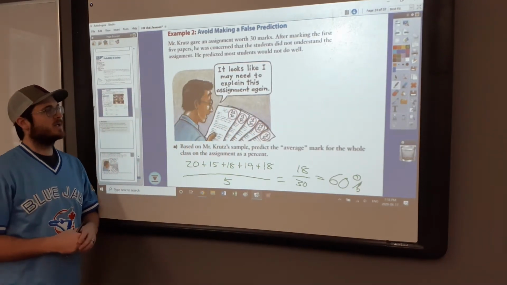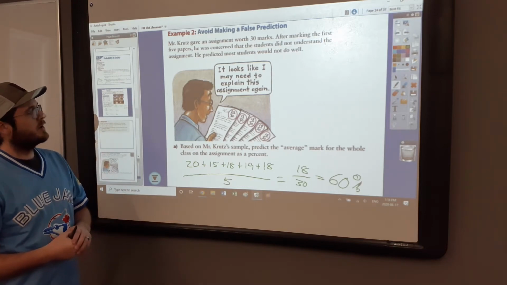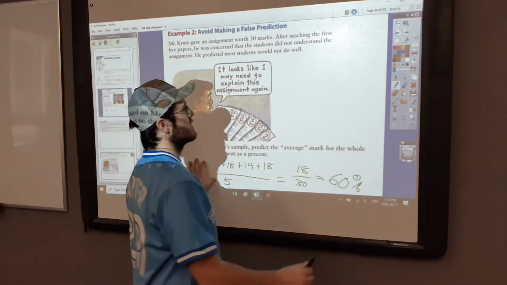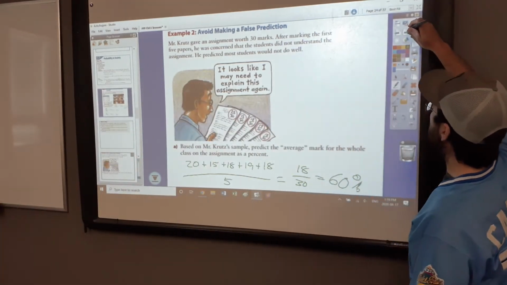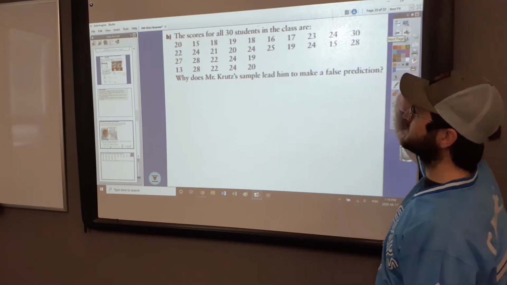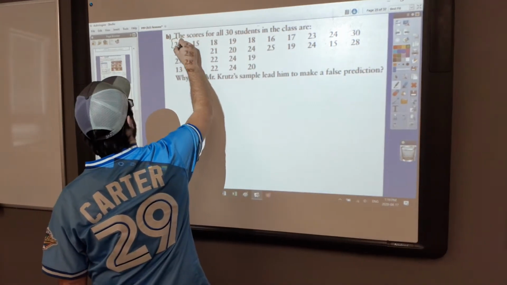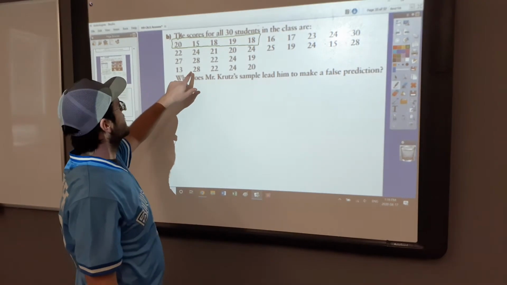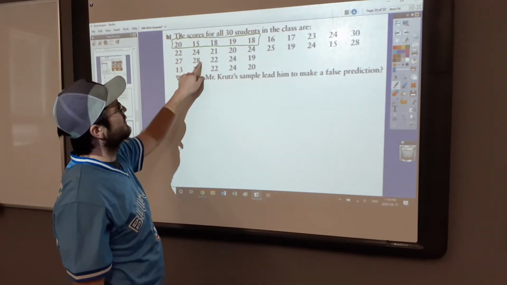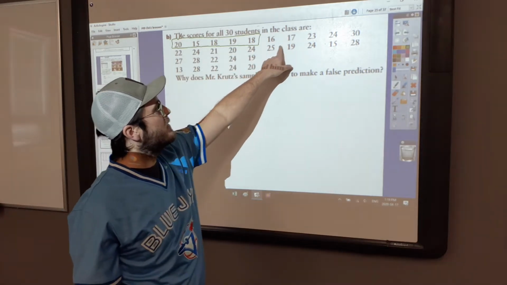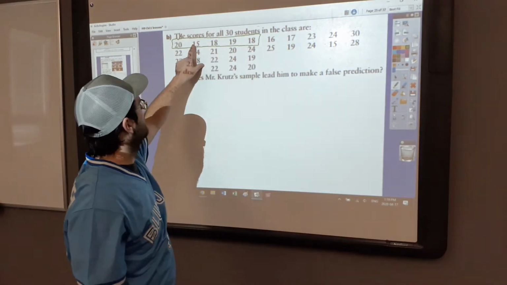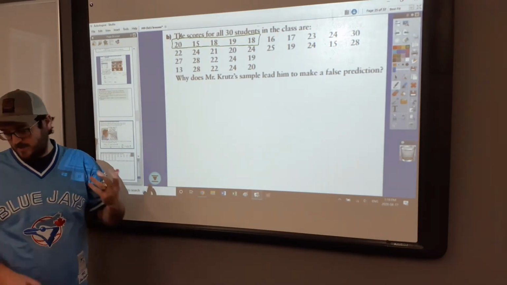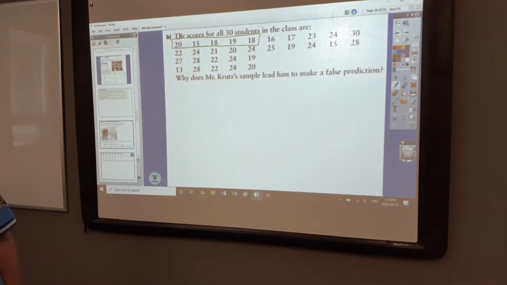So he's thinking, okay, I don't think they did very well on this, so I might have to explain this assignment again. Based on those first 5, however, this example shows us all the marks. So these were the first 5 that he found. But if I start looking at some of the rest, we start seeing some better marks later on. A lot of marks over 20, got some 28s, 27, very few that are this low throughout the rest. So could that make him make a false prediction? And it looks like it has.